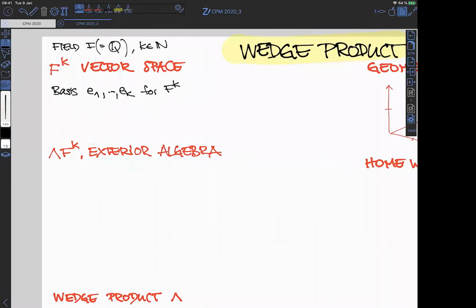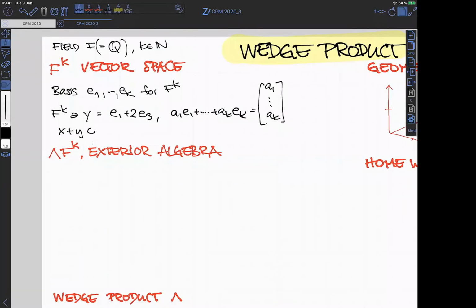So these will span this vector space, and a typical element in F^k will be a vector such as y, and vectors can be written as a linear combination of basis vectors. So here is one of these. In general, a vector can be written as a1 e1 plus ... plus ak ek, and we will sometimes view these in this column fashion. Okay, and it's a vector space, so if you have two vectors, you can add them, and this is still something in the vector space, and you can also multiply them by a constant, and that is also in the vector space.